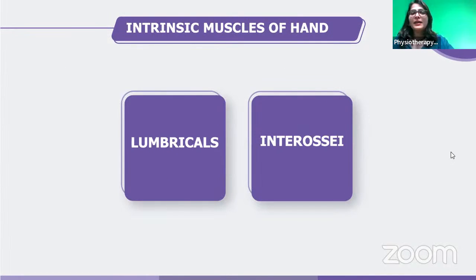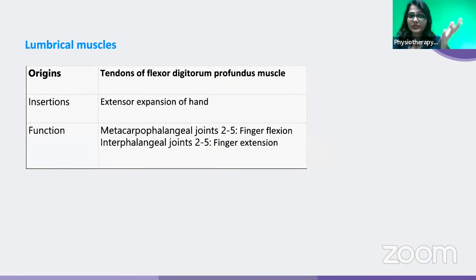Okay. Interesting. Muscles of the hand are divided into lumbricals and interosseous. Lumbricals we have studied. It takes the origin from the flexor digitorum profundus. See, like this. It gets inserted into the extensor expansion of the hand. From anteriorly, it is going posterior. So it has dual action, 2 to 5 finger flexion as well as extension.